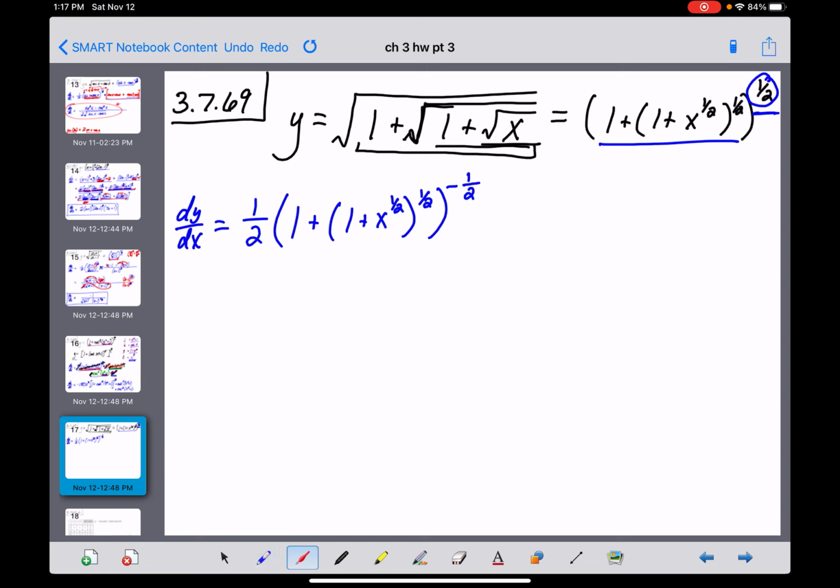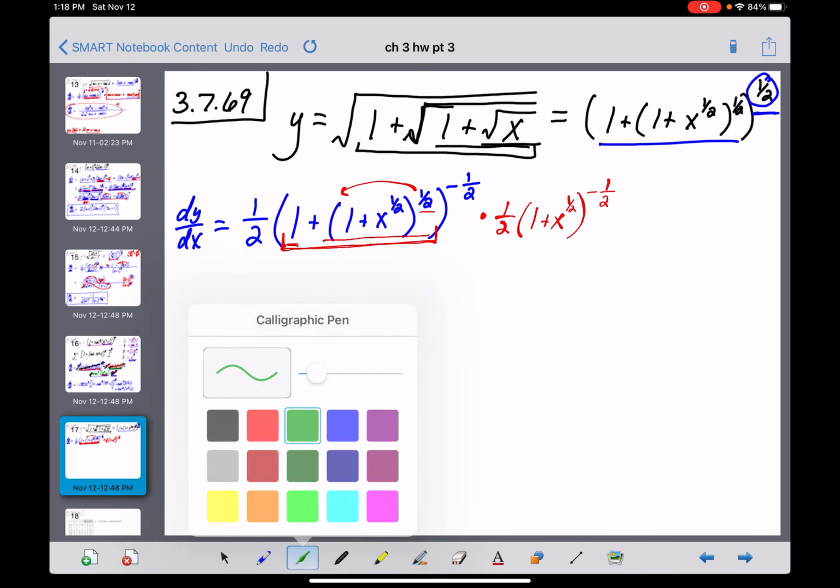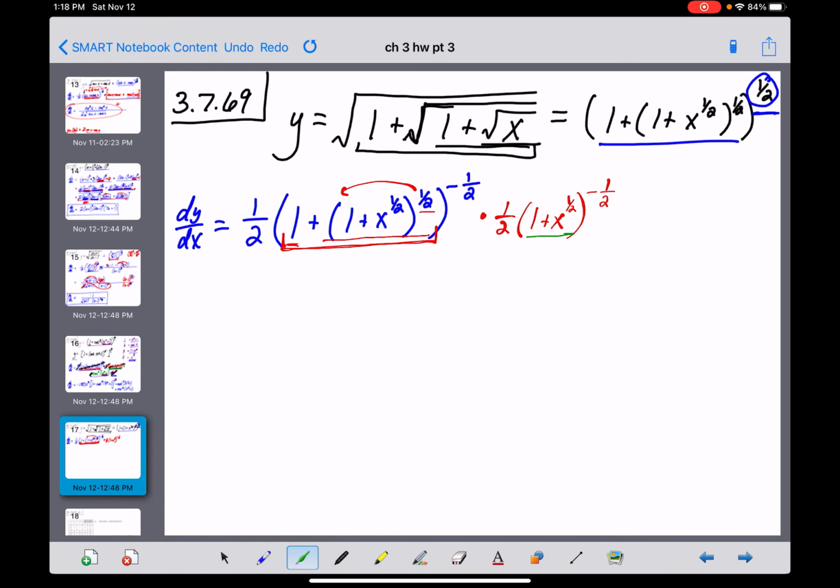But then we now have to multiply by the derivative of that base, which is everything here in red. So times, here we go. Derivative of that 1 is 0, so forget about that. And the derivative of this, 1 plus x to the 1/2 to the 1/2. All right, this 1/2 comes out in front, and here we go. It's 1/2 times the same base of 1 plus x to the 1/2. Drop the exponent by 1, so that's now a negative 1/2, but we're not done yet, times the derivative within. So we're going to multiply by this derivative here at the end of all that.